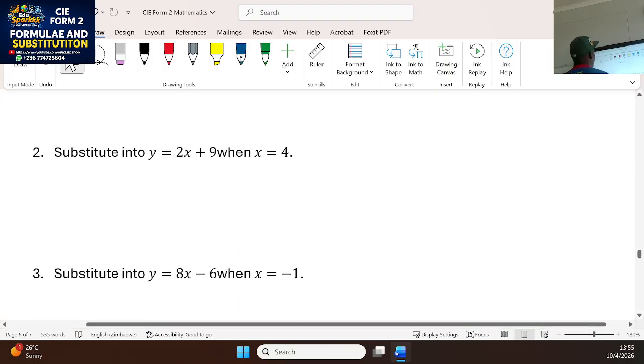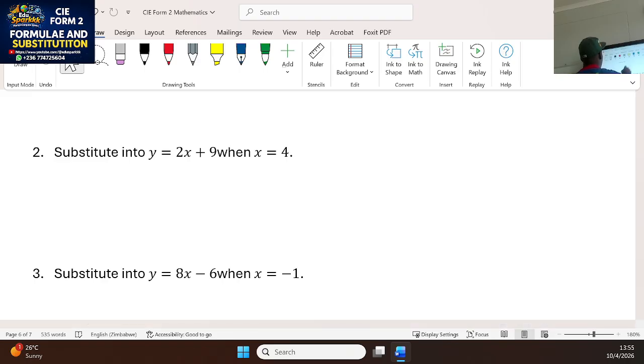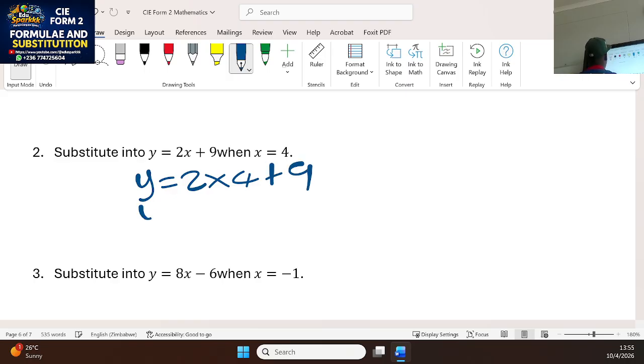Next, we want to substitute into y equal to 2x plus 9. So here we're going to say y equal to 2 multiplied by x takes 4, then plus 9. Then y will be equal to 2 times 4, that's 8, plus 9, gives us 17.